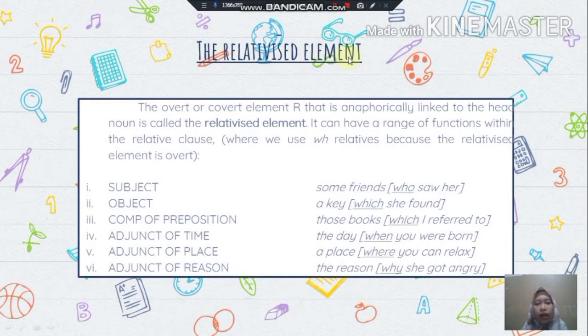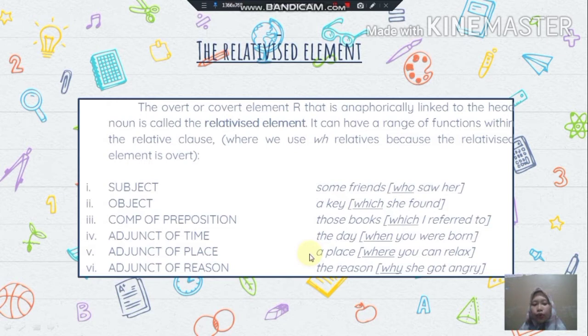The relativized element. The overt or covert element that is anaphorically linked to the head noun is called the relativized element. It can have a range of functions within the relative clause, where we use WH relatives because the relativized element is overt. Regard this example. Subject: some friends who saw her. For object: a key which she found. For the complement of preposition: those books which I referred to, and so on.